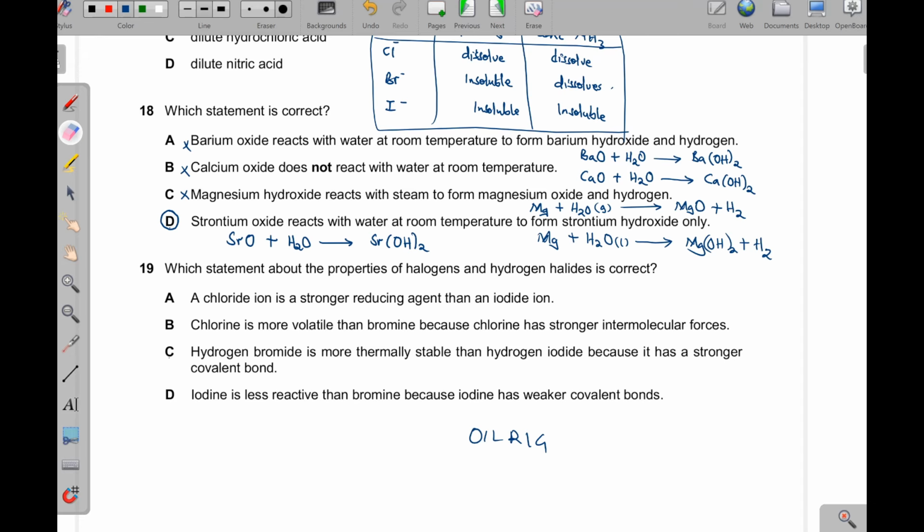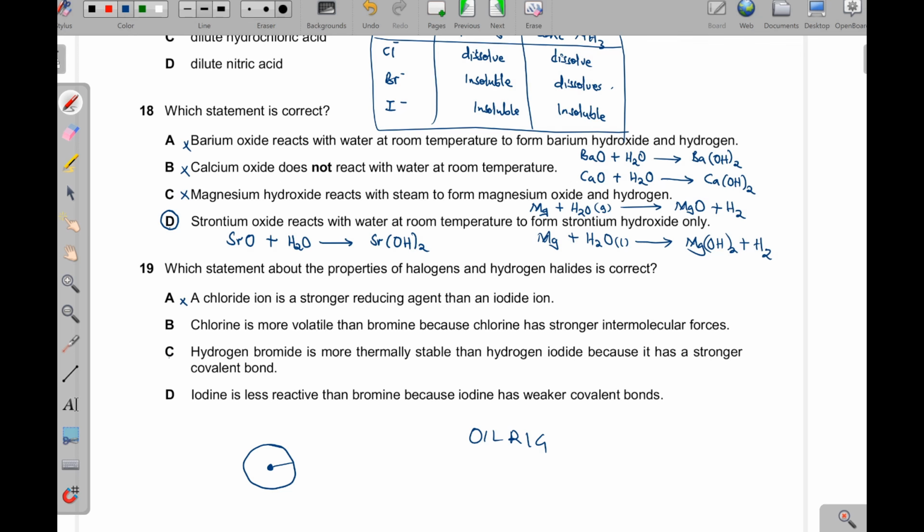By looking at chlorine, they are saying a chloride ion is a stronger reducing agent. No, it's a stronger oxidizing agent. So this one's off. Because look at these group 7 elements. They react by gaining an electron. And to gain an electron, that means you are being reduced.